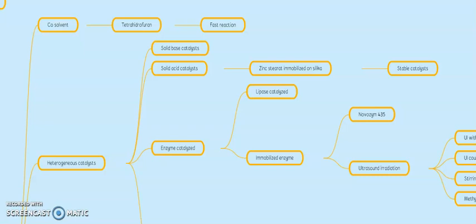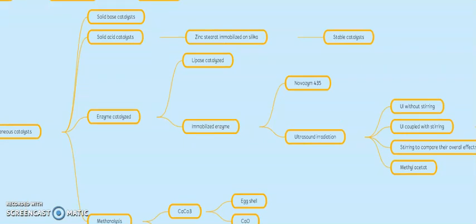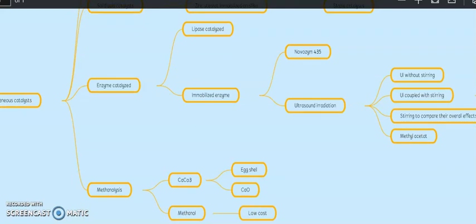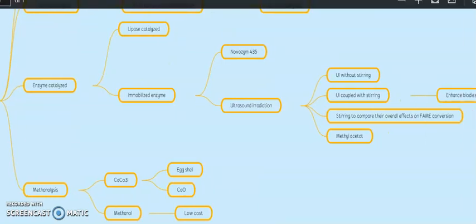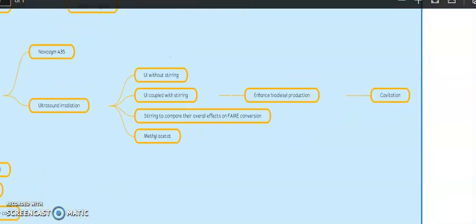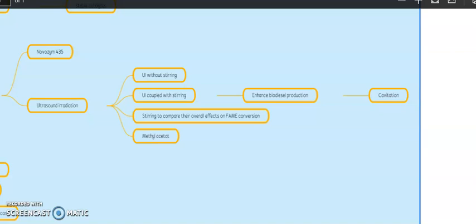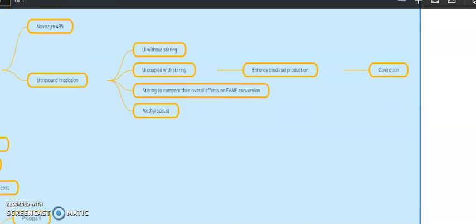And then the heterogeneous catalyst, like solid base catalyst and solid acid catalyst. An example is zinc immobilized on silica. It's very good because it is a stable catalyst. And then enzyme catalysts like lipase catalyst and immobilized enzyme, like Novozym. Ultrasound irradiation has many methods: without stirring, coupled with stirring, and others. The best one is ultrasound irradiation coupled with stirring because it enhances biodiesel production and cavitation occurs.